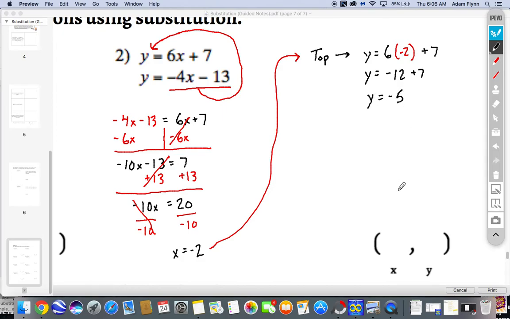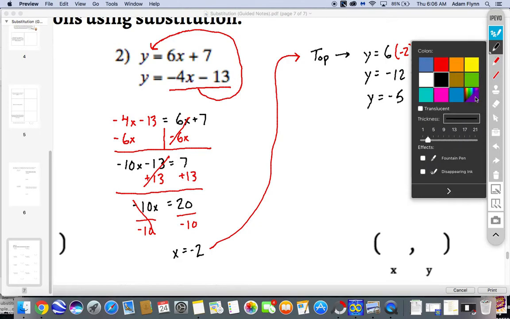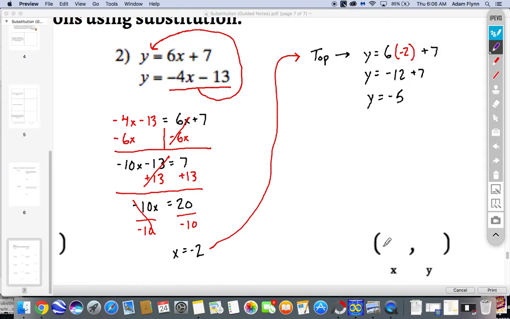So I've solved for both variables, which means these two lines are going to cross at the point negative 2, negative 5. Okay, I will go down to number 3.